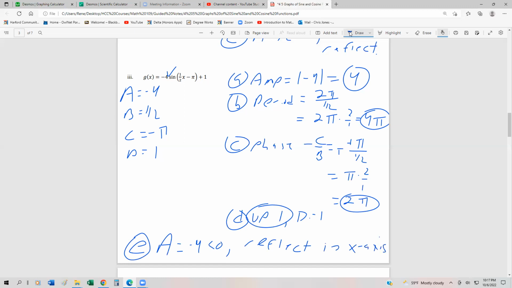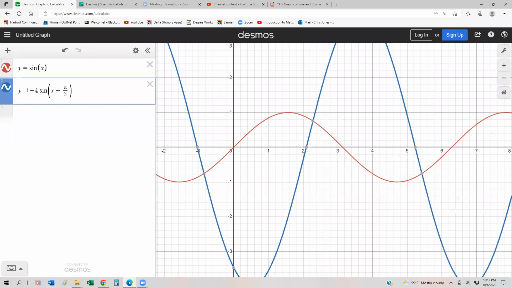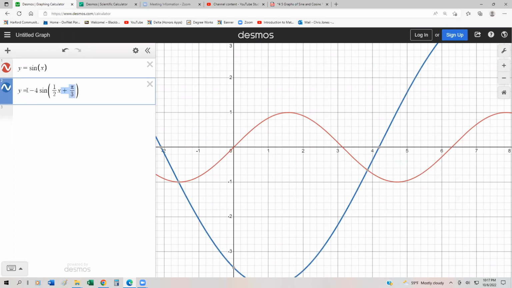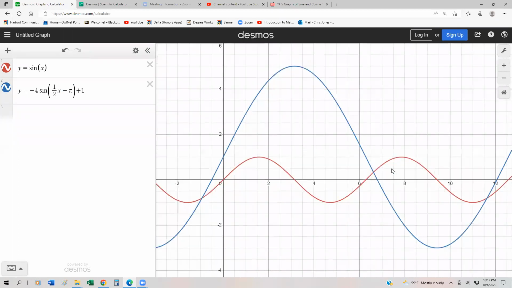Now, if we were to plot this, let's go ahead into our graphing calculators and plot that function. It was negative 4 sine of 1/2 x minus pi, and then plus 1. I'm going to have to zoom out some, but first I want you to notice that it actually goes up to 5. That's because the amplitude is 4, but remember we shifted up 1 unit. That also means the lowest point should be negative 3. So we just add 1 to whatever the highest and lowest points are because of this vertical transformation.